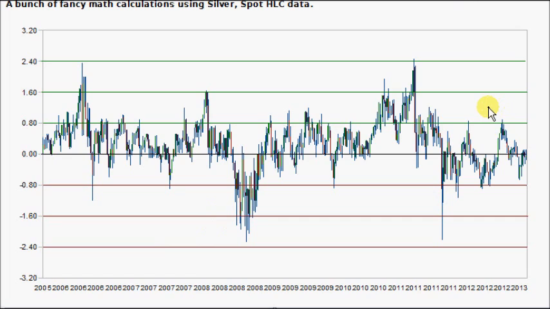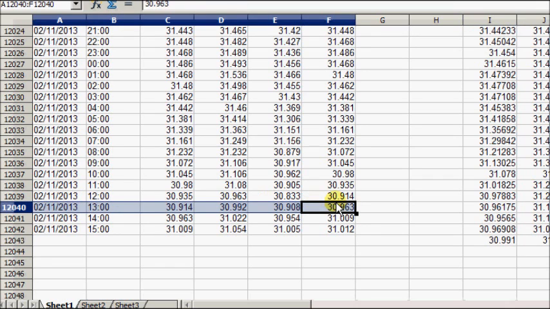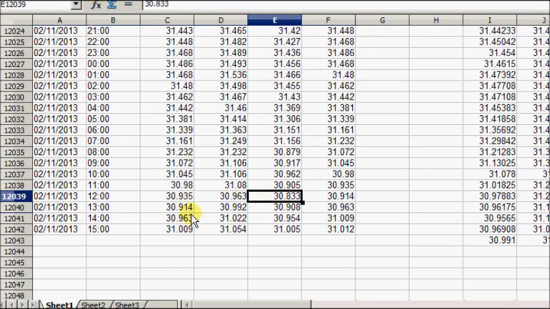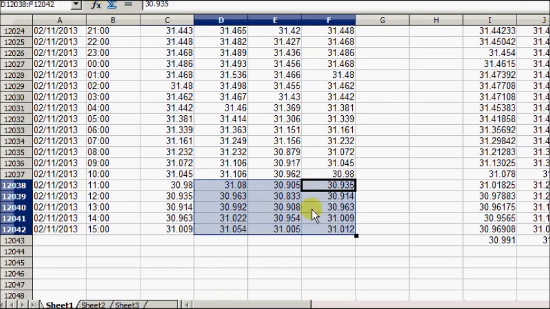Over the weekend, I was talking about this indicator that I created using silver spot data, just a bunch of fancy math calculations. Let's go over those calculations right now. The way it works is first you start off with data. This is date, time, and price: open, high, low, close. I really don't need the open, but the high, low, and close I do.